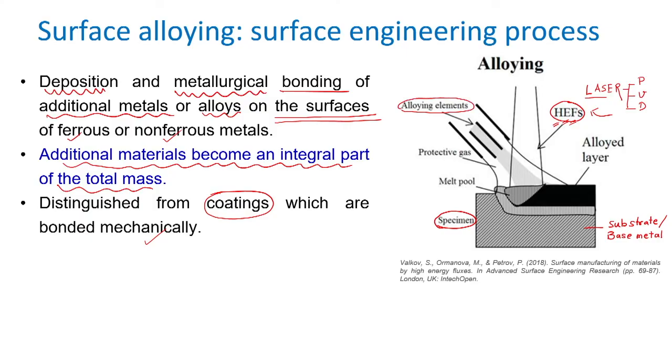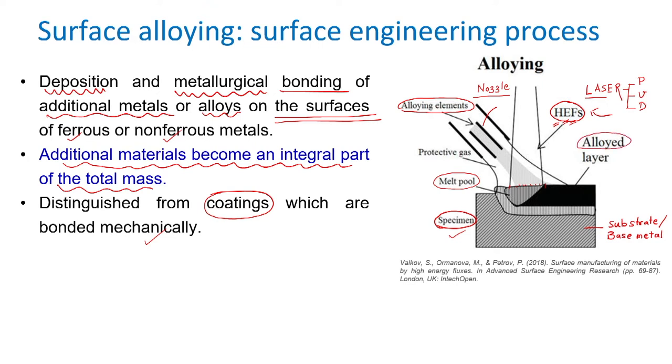So here you can see how to apply the alloying element. To apply the alloying element, we should have a certain arrangement, and that arrangement is called a nozzle. So this is the nozzle, and through this nozzle we are applying the alloying element at the site of application, at the place of application of the laser beam. Here the alloying element will come, the laser will melt that alloying element, it will also melt the specimen, and there is a formation of a melt pool. The melt pool is formed, and as the laser is passed over, we are getting the alloyed layer.